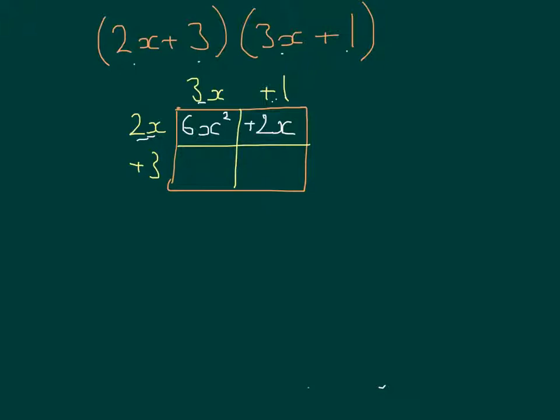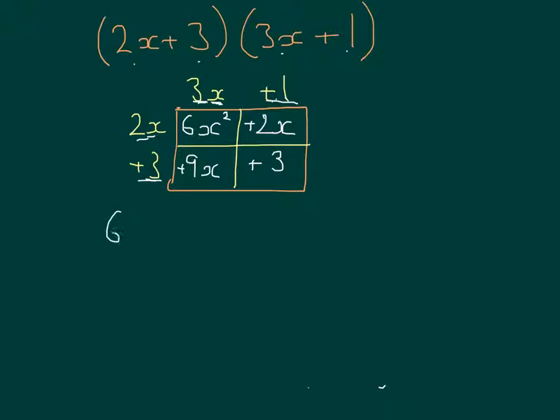Let's keep going. This time we've got 3 times 3. 3 times plus 3 is plus 9, and we've still got our x here, so that's 9x. And finally we've got our plus 1 here and our plus 3, times them together, that's plus 3. Let's write this down then.